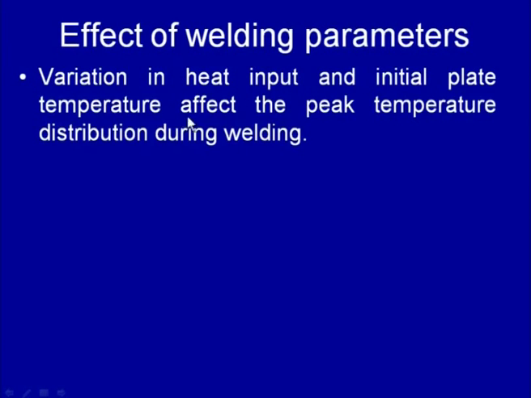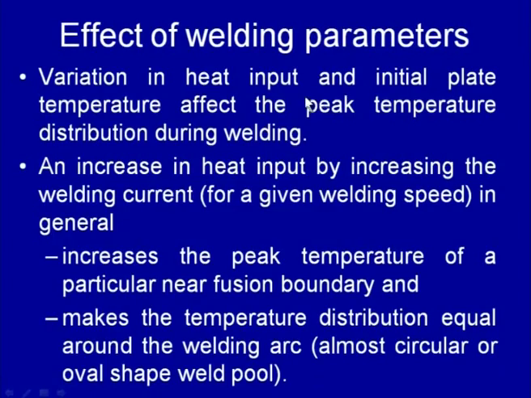And this peak temperature distribution is affected by various parameters related to the welding, and these include mainly the heat input and the initial plate temperature. If we see the individual effect of these two parameters, heat input is primarily governed by the welding conditions like the welding current, arc voltage and the welding speed. In general, an increase in welding current and a reduction in the welding speed cause higher heat input, while the initial plate temperature can be increased by preheating.